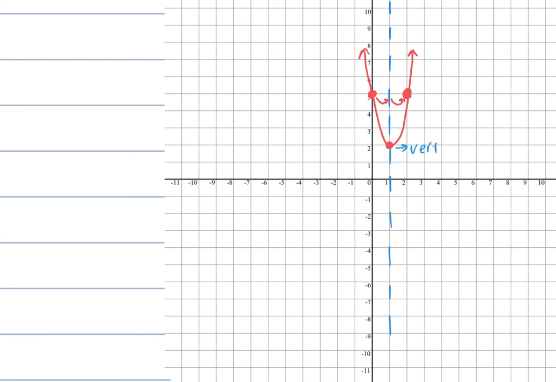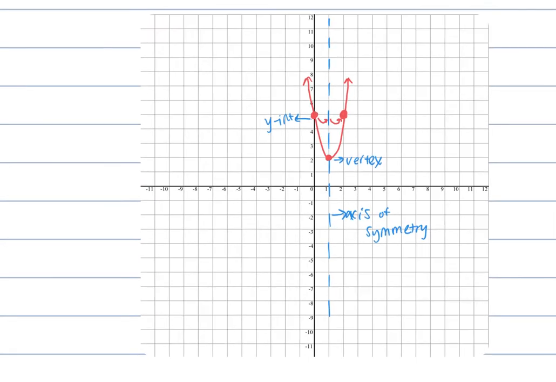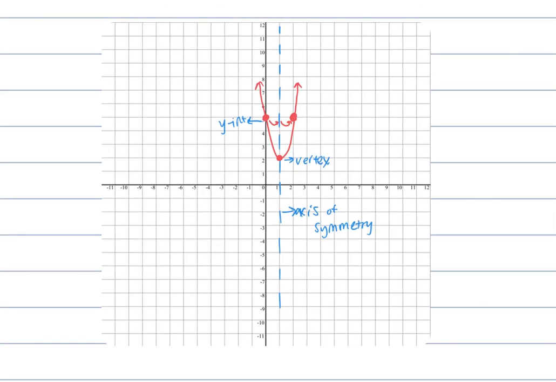This is our vertex, axis of symmetry. And then this is our y-intercept. All right, so we graphed it. The last thing that it asked us to do was find the domain and the range. What is the domain of this guy? All real numbers, okay? What's the range, though?